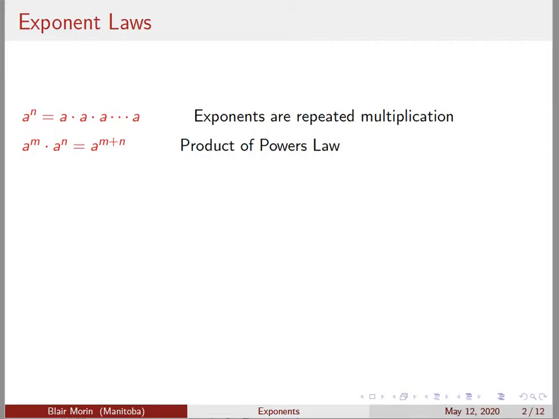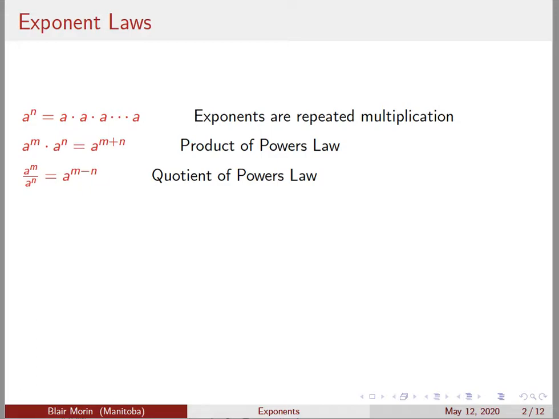So the next exponent law would be the product of powers law. a to the power of m times a to the power of n is equal to a to the power of m plus n. So in other words, if the bases are the same and you're multiplying them together, simply add the exponents. The quotient of powers law: whenever it's a to the power of m divided by a to the power of n, you simply subtract the exponents, a to the power of m minus n.